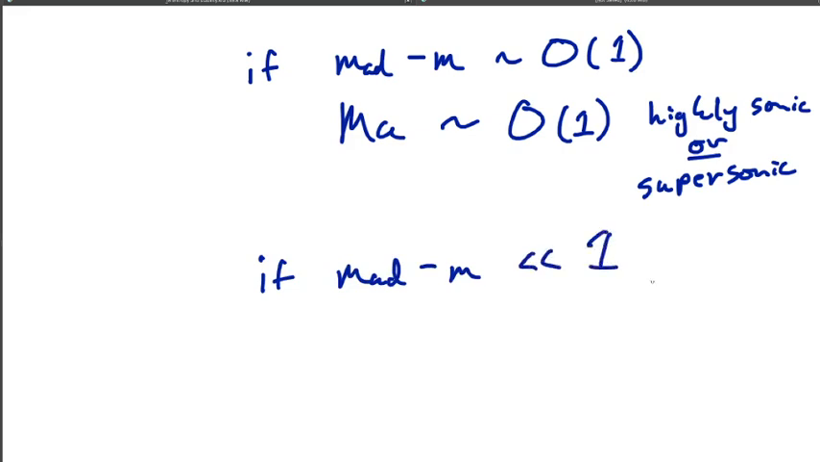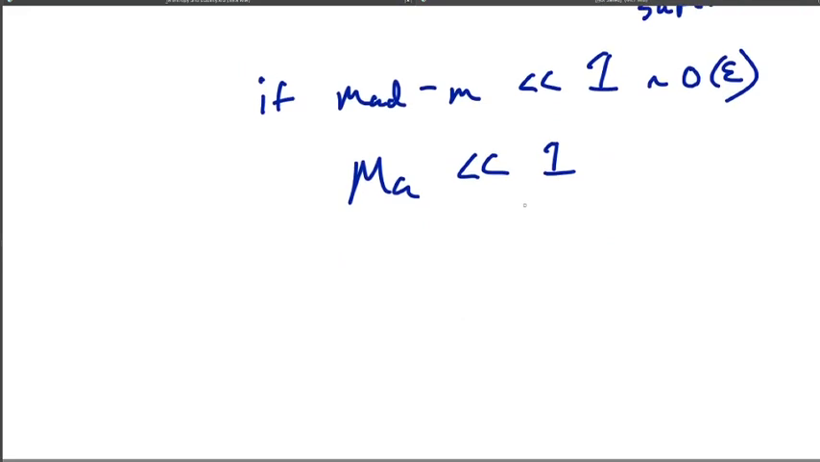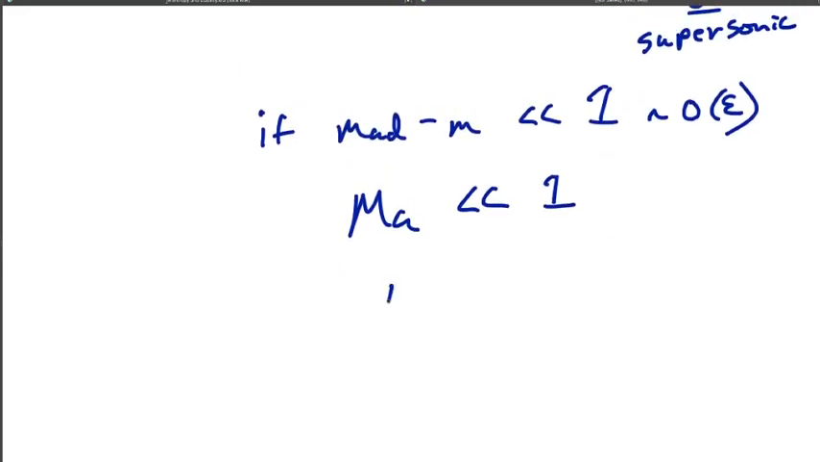But on the other hand, if m adiabatic minus m is a small quantity, much less than 1, if it's an order epsilon quantity, then the Mach number is also much less than 1. And I believe the scaling is that the Mach number squared goes as epsilon. But we'll learn the background of that in the future and gain more intuition and understanding for the sizes of nonlinear instabilities that we expect to see as we consider our non-dimensional fluid equations.